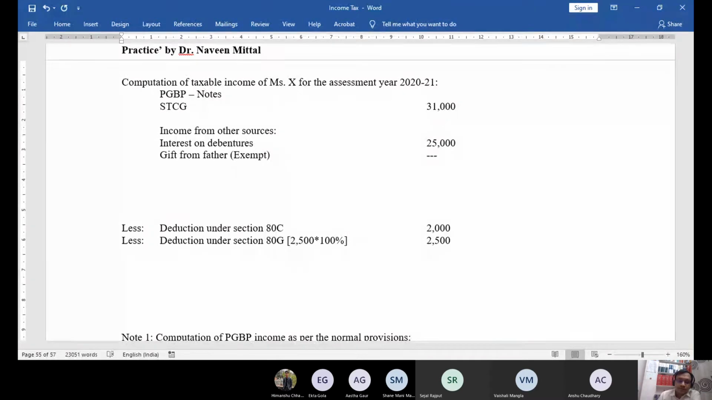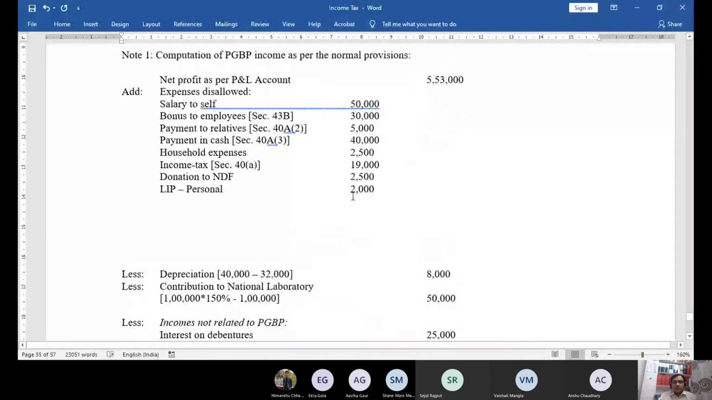Question is over now. Now let me see PGBP. Can you tell me the total? How much is final PGBP income as per normal provision? Do the total, please. The total comes out to be. Kindly do the total yourself so that I can check whether there is any mistake in my calculation or not. Oh, one point is left, I think.